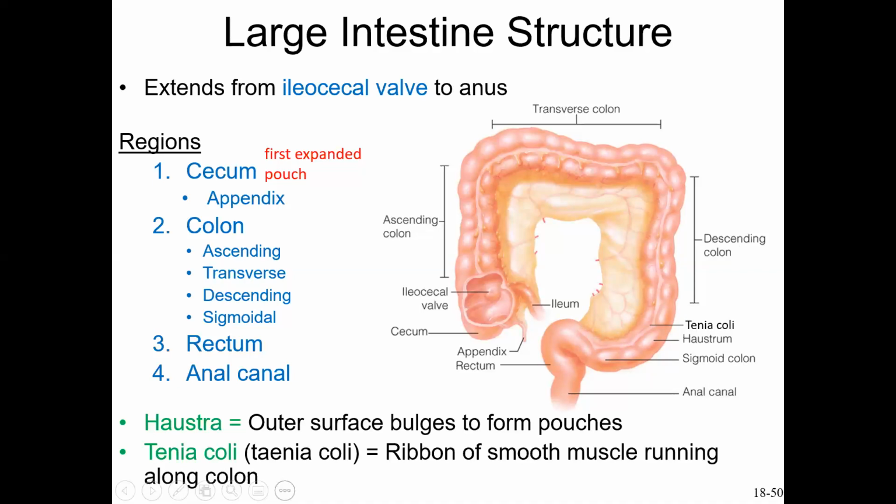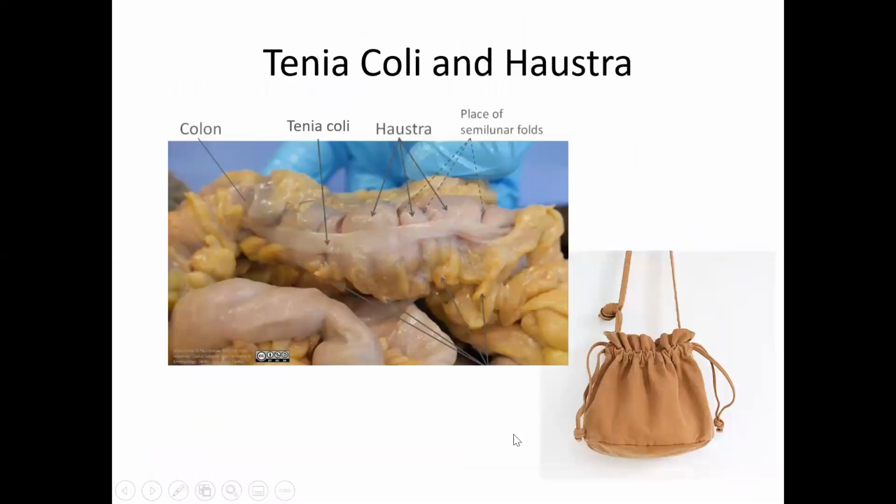Okay, so let's also look at a couple of the other structures, haustra and taeniae coli. Okay, so here's the intestine right here. With the large intestine, the colon has this ribbon of smooth muscle that travels along it.